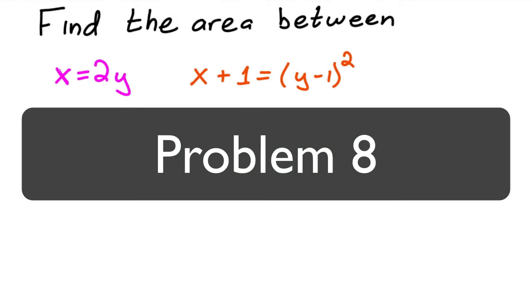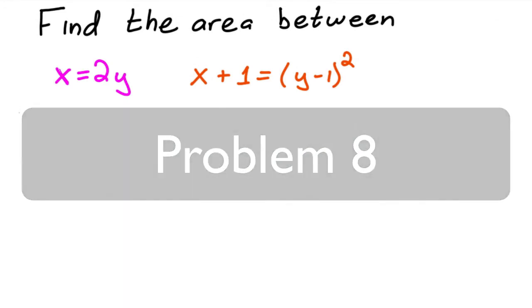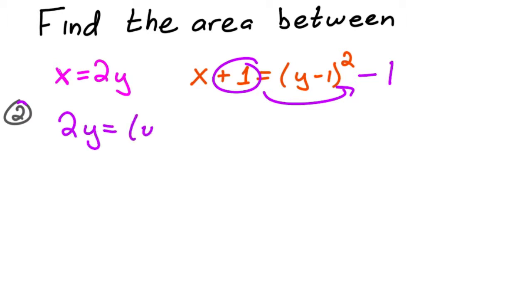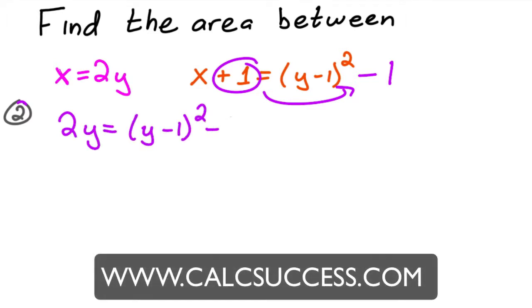Okay, so in this example, I'm going to show you how you can almost always find the area between two curves, even if you don't have a graph. So we're going to just basically skip the first step and jump straight to the second step. We're going to set these equal to each other. Before we can do that, though, we need to move the 1 over here to the right side. And so now we can set 2y equal to y minus 1 squared minus 1.